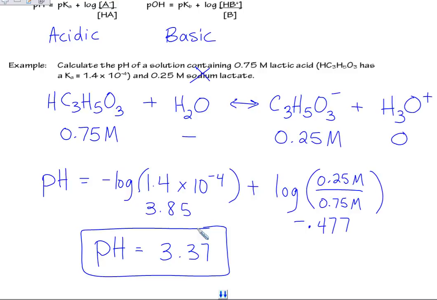The basic version would be really similar. I don't know why they don't give you the basic equation in the packet anymore. Here's what we can do with this. Here's a good example of a basic buffer. We could calculate the pH of a basic buffer as well.